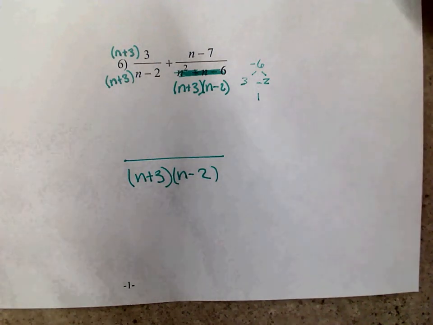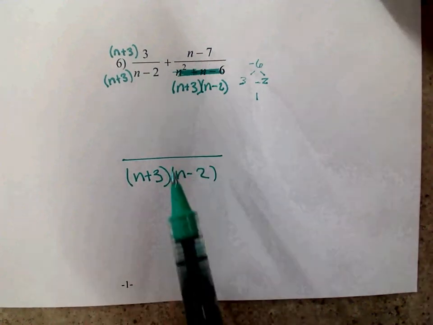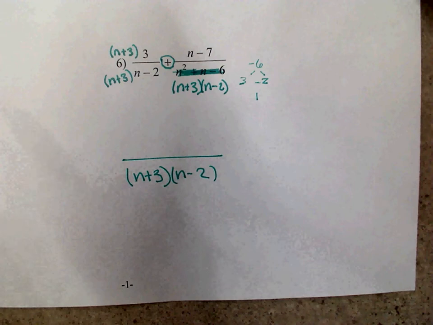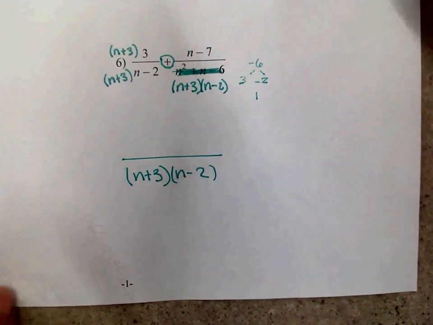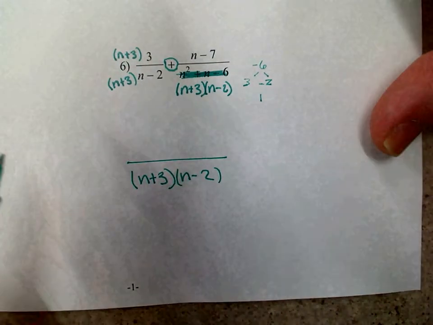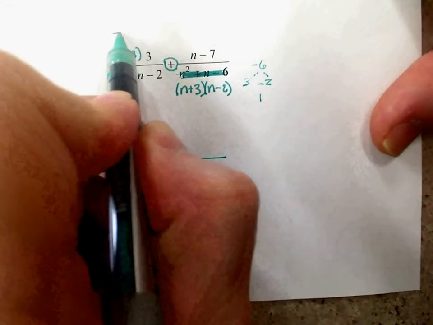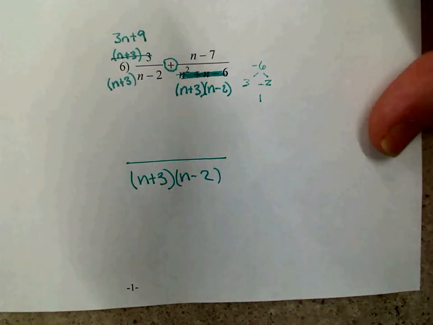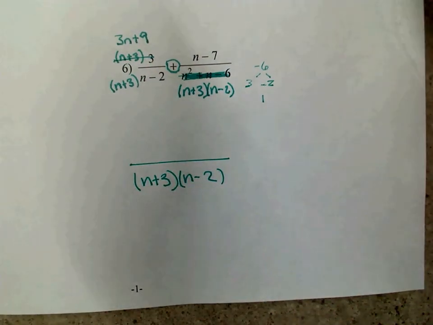Now from there, I look at my numerators, and I need to add them together. This is an addition problem. So when you add fractions, all you do is add the numerators together. So when I want to add, it's a lot easier to add if I've distributed both sides first. So let me distribute that 3. 3 times n plus 3 times 3. So I'm going to go ahead and distribute the left side of my fraction first. Now I can add them together.